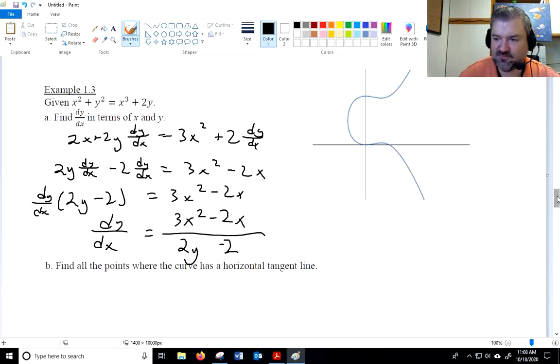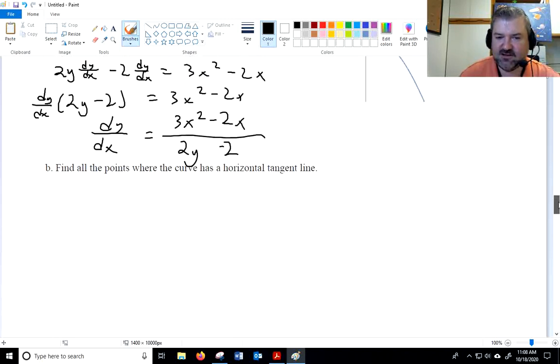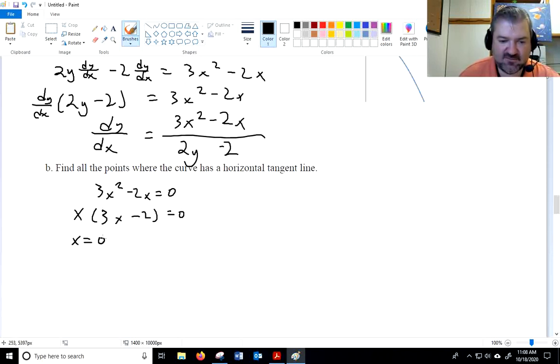All right, we're going to find all the points where the curve has a horizontal tangent line. Well, a horizontal tangent line is when dy dx is equal to 0. So in order for this to equal 0, we need the numerator equal 0. So I'll say 3x squared minus 2x is equal to 0. And I can actually solve this. Sometimes you have to solve and do a substitution in the original equation. I can actually solve this one, though. So I get x equals 0, and 3x minus 2 equals 0. So 3x equals 2, and so x is equal to 2/3.